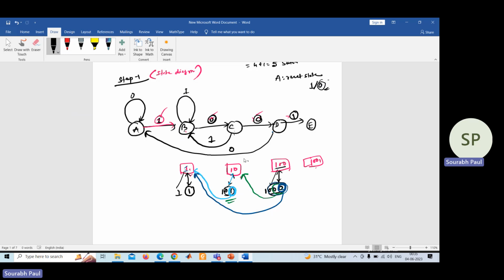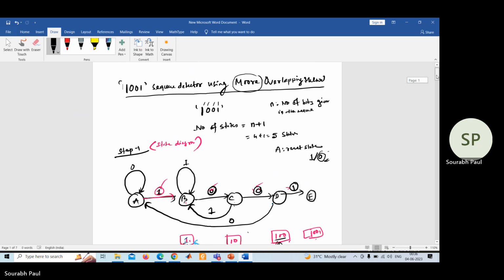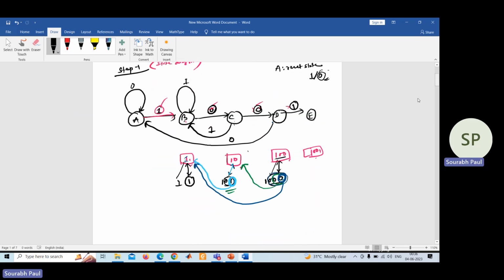Fine. Now for E, you need to follow a different procedure. Whether it is a Moore machine or a Mealy machine, when you come to the last node or last state of the state diagram, some different rule you need to follow. In this case, as it is an overlapping technique, what procedure you need to follow for the last node, that I will tell.